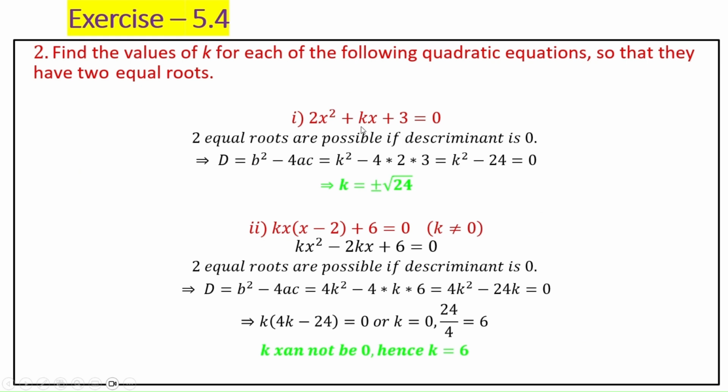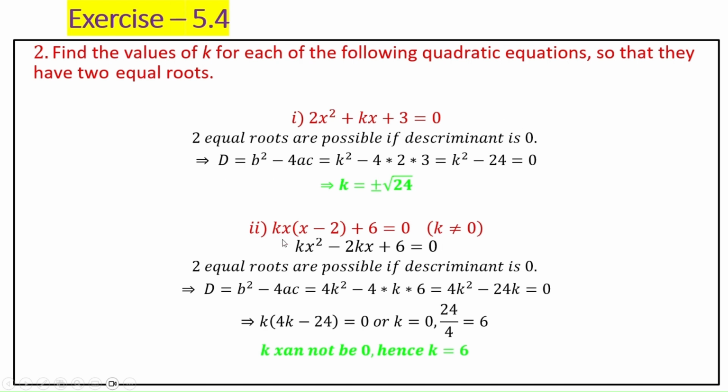Next, 2x square plus kx plus 3 equal to 0. Here the question is we should have two equal roots. And two equal roots are possible if the discriminant is 0, right? So b square minus 4ac, which is k square minus 4 into 2 into 3, or k square minus 24 equal to 0, which means k should be plus or minus square root of 24. For these k values, this quadratic equation will have two equal roots.